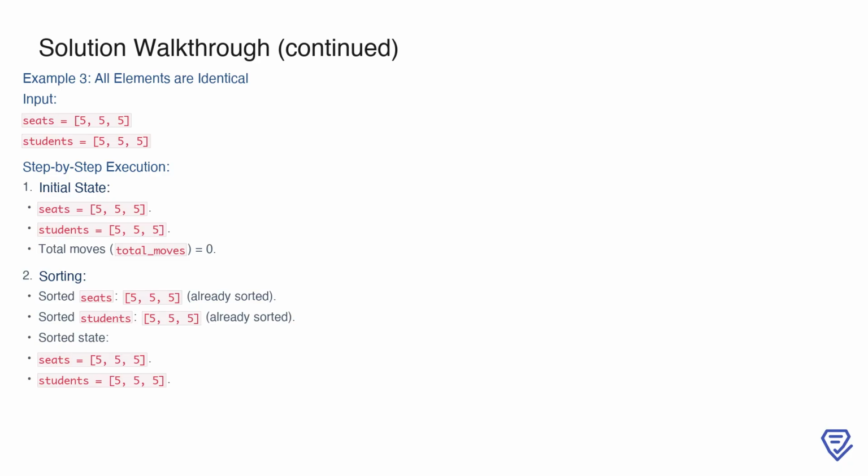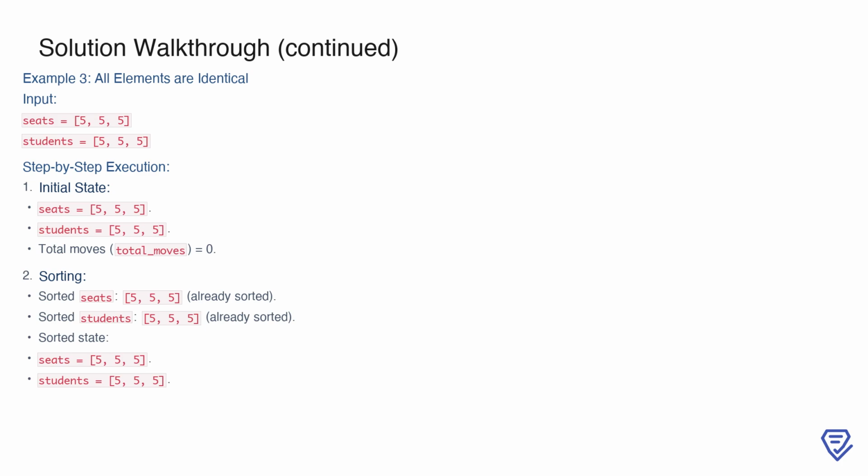Now, let's calculate the moves. For the first pair, seats[0] equals 5 and students[0] equals 5, the difference is abs(5 - 5) equals 0. Adding this to total_moves, it remains 0. For the second pair, seats[1] equals 5 and students[1] equals 5, the difference is again abs(5 - 5) equals 0, so total_moves is still 0.